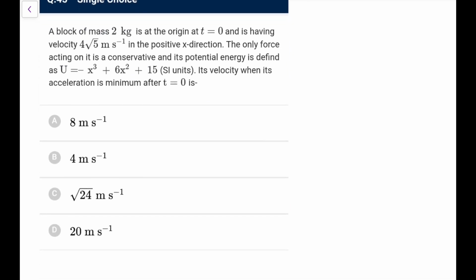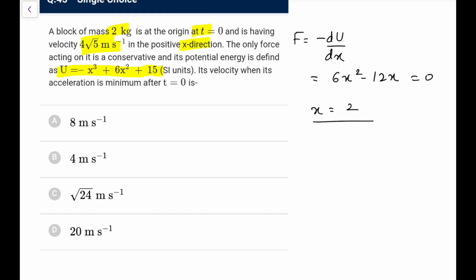Last one. A block of 2 kg is at origin at t equal to 0 and has a velocity 4 root 5 in positive x. Only force is conservative and its potential energy is given. Its velocity when its acceleration is a minimum after t equal to 0 is? So first of all, let me check the force. Force is minus dU by dx, you write. That is 6x square minus 12x you have. So acceleration is minimum, that is force will be 0. So when would the force be 0? So force would be 0 at x equal to 2 meters. So at x equal to 2 meter, the force is going to be 0.